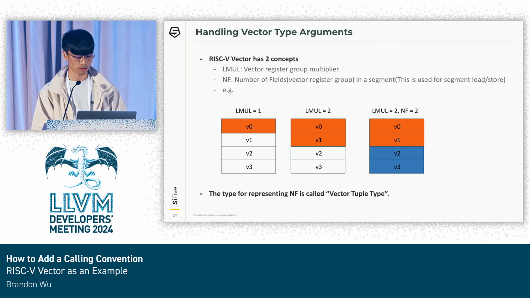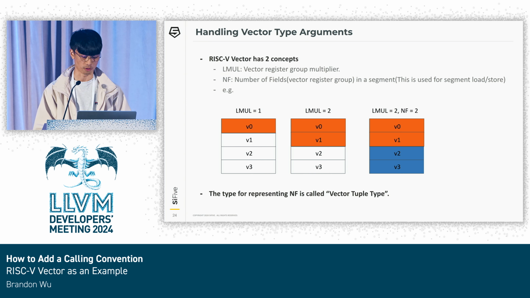Okay, next we are going to talk about RVV specific concepts for vector registers. The first one is called LMUL, which stands for Vector Group Multiplier. For example, the leftmost image illustrates LMUL equals 1, which means the data occupies only one vector register. However, in the middle image, where LMUL equals 2, it means data occupies two vector registers. And this is one of the flexibilities in RISC-V where users have full control over resources in terms of vector registers.